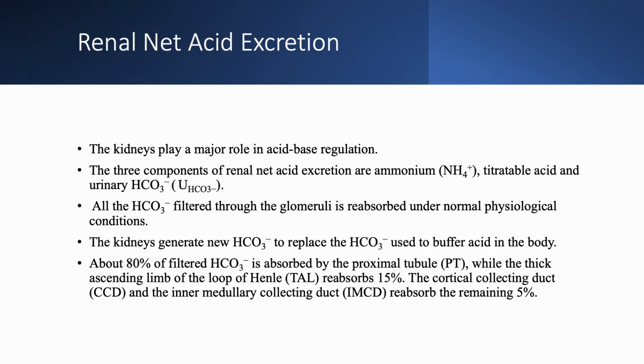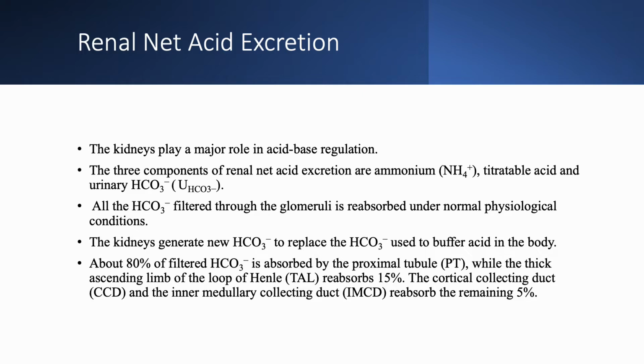Now, this is a summary of what we talked about when we discussed metabolic acidosis. If you want more information, please go to the lecture titled Pathophysiology of Metabolic Acidosis. Here's a summary. The kidneys play a major role in acid-base regulation. The other major role is of the lungs, of course. There are three components of renal net acid excretion. Number one, first and foremost, is ammonium. Number two is titratable acidity, and number three is urinary bicarbonate.